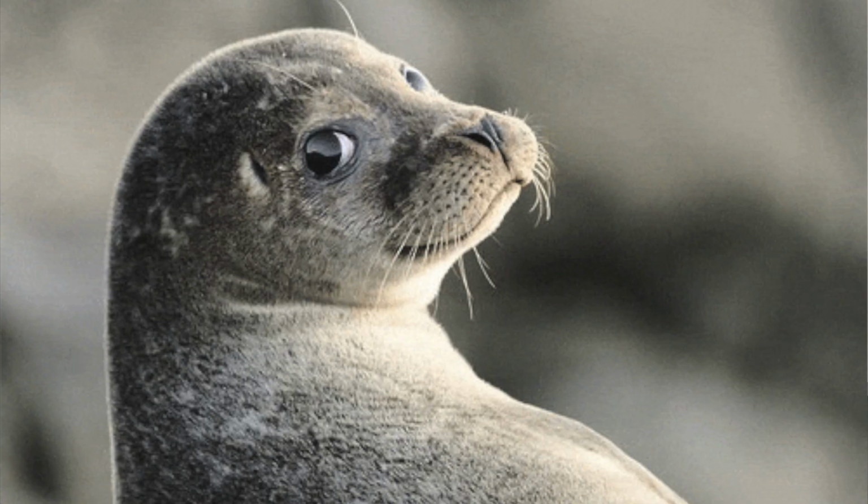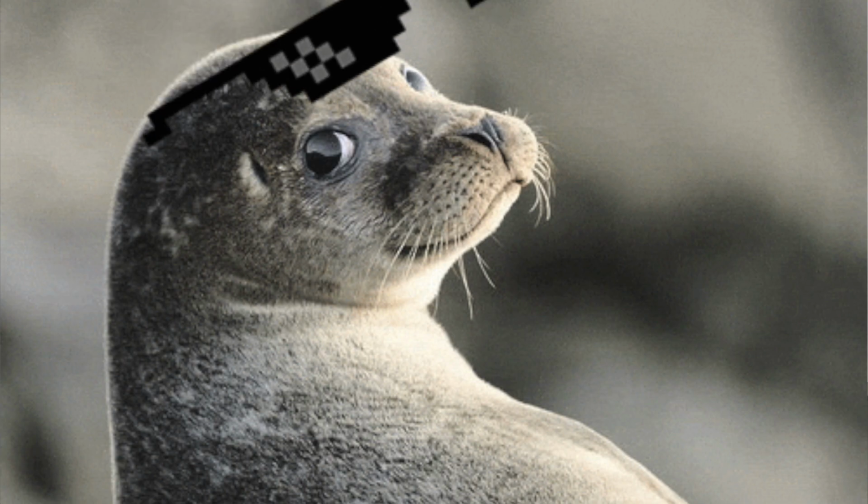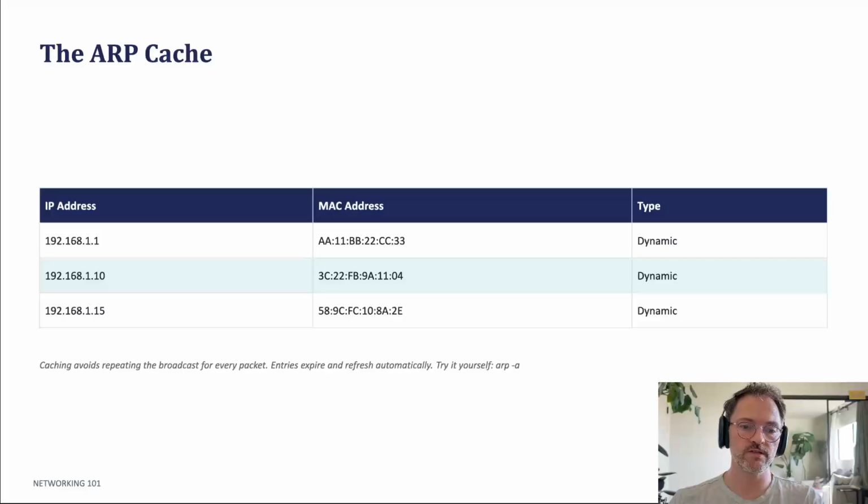And this is what an ARP cache looks like. It's basically just a very simple table associating an IP address with the MAC address of the device, and type, meaning dynamic or static. Caching avoids repeating broadcasts for every packet, and entries do expire and are refreshed automatically just to make sure that nothing changes. If an IP address changes, they want to make sure that the MAC address reflects that as well.